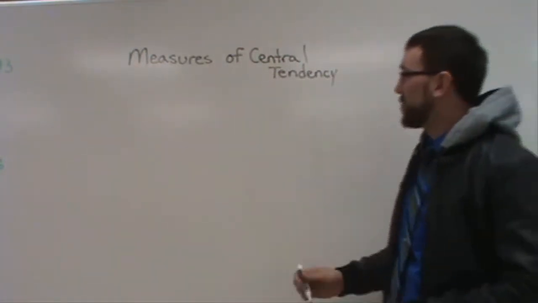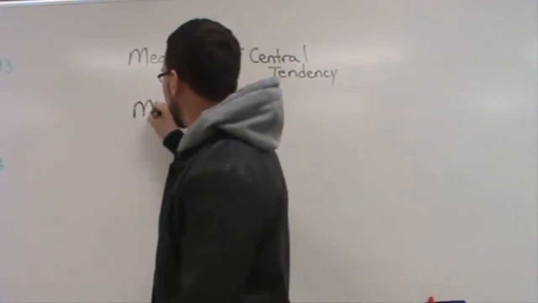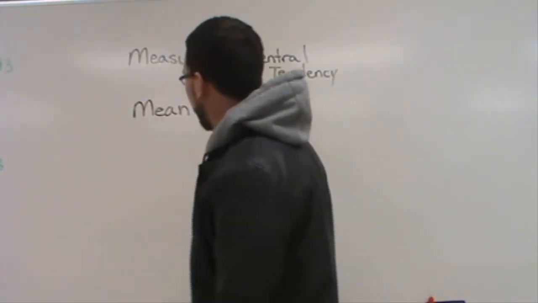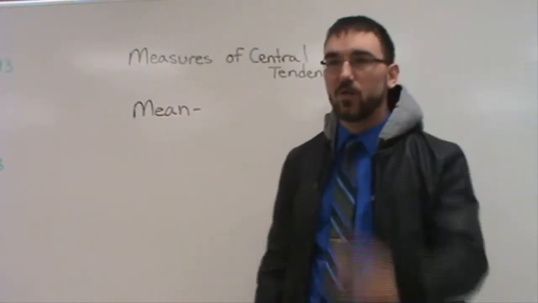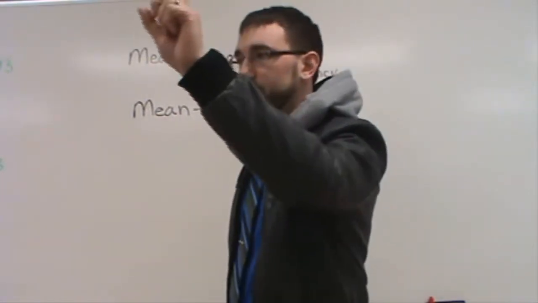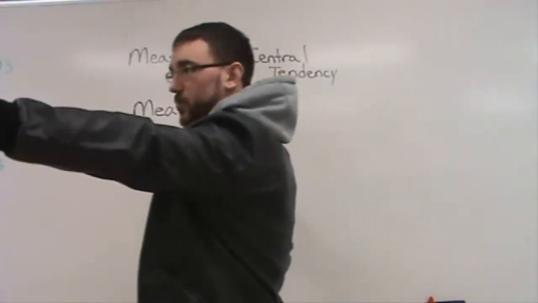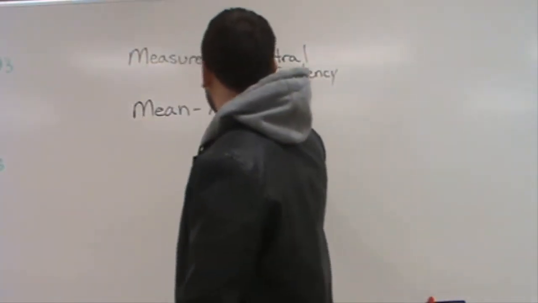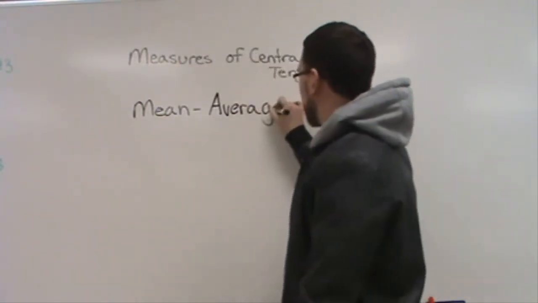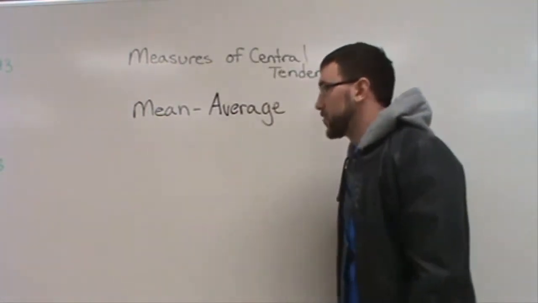Okay, measures of central tendency. We got mean. Okay, mean, what is it? Give me one word. Average. Okay, average. We'll talk about how we find each one of these in a minute.